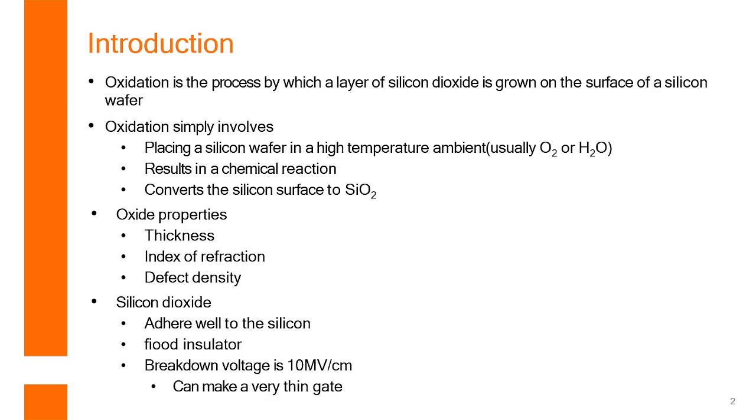Oxidation is the process by which a layer of silicon dioxide is formed on the surface of the silicon wafer, that is oxidation. So what is the oxidation? This involves high temperature ambient O2 and H2O. Okay, and oxide properties and silicon dioxide. Okay, this is the oxidation.